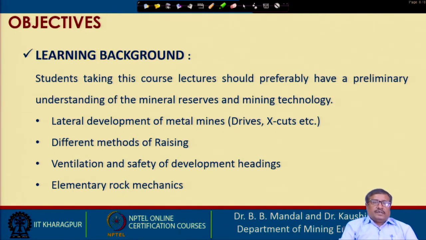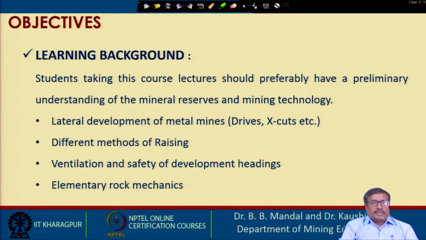of the development of metal mines, like the drives, cross cuts or drifts. Now, many people call it drifts. So, what is a drive, how is the drive made, how are the cross cuts driven, and what are the different methods of raising? Because a combination of these drives and raises actually makes the stopes in this particular method. And you must know the ventilation and safety of development headings, because this is highly development oriented and faster development is the essence of stope and pillar.